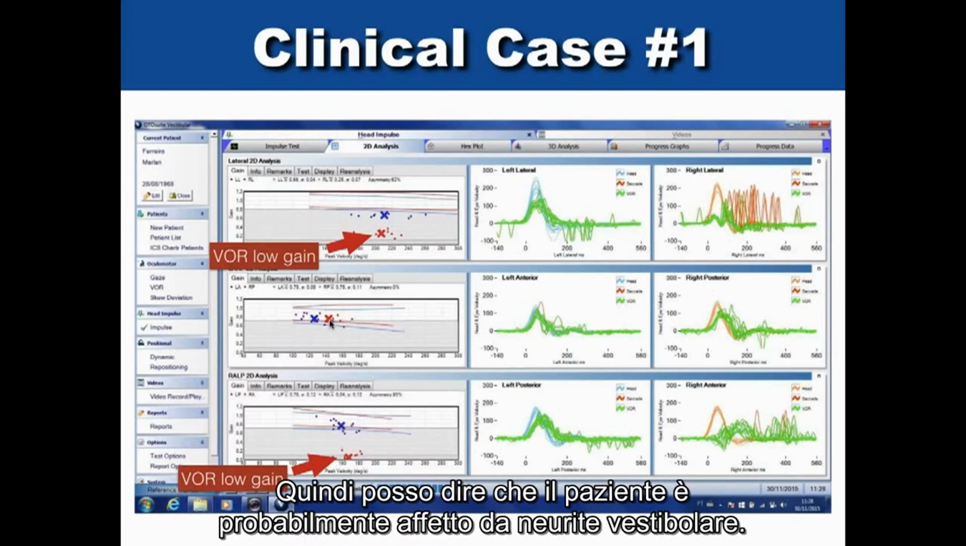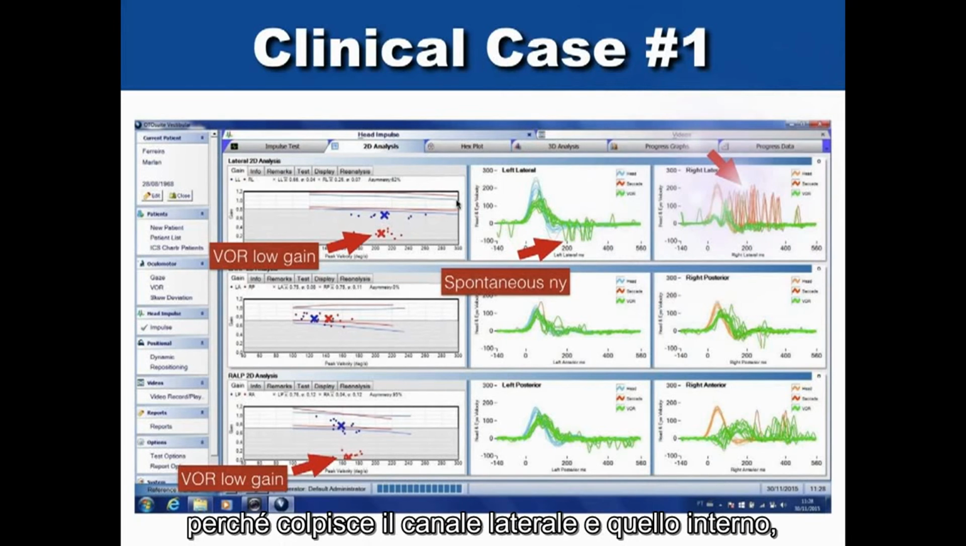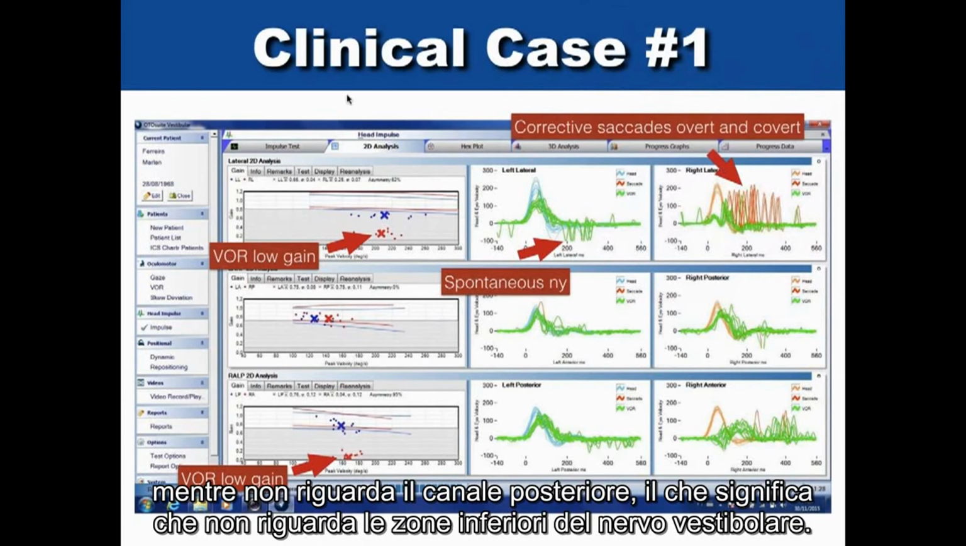So I can tell you that this patient here probably has vestibular neuritis. And the vestibular neuritis is affecting just the superior part of the vestibular nerve, because it damages the lateral and the anterior canal. And it spares the posterior canal, which means it spares the inferior part of the vestibular nerve.